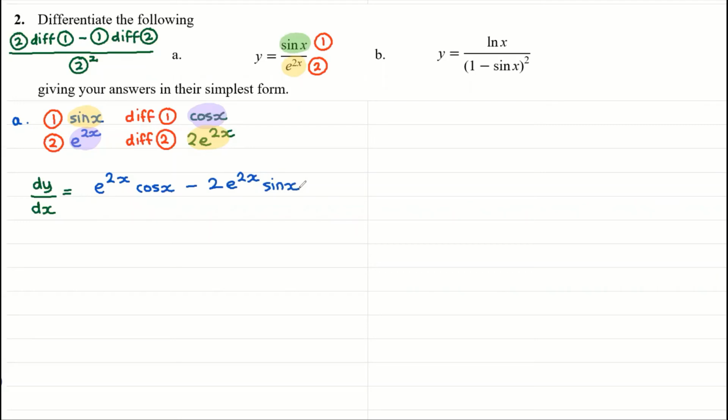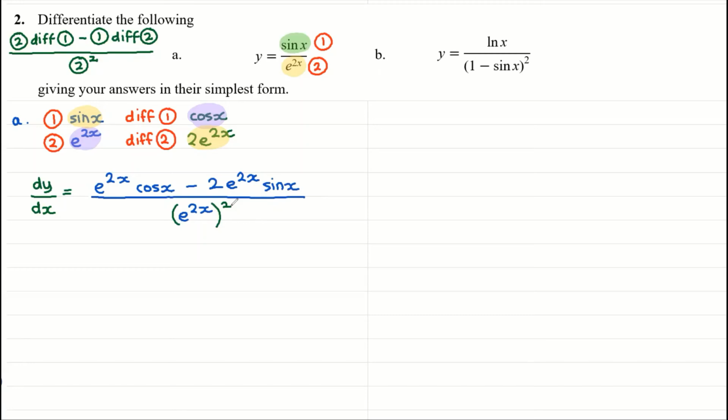Otherwise, the coefficient of 2 can get mixed up with the x within the sine x, and it just doesn't look right. Okay, so that's the numerator done, and then we have to take function 2, which is e to the 2x, and square all that. All right, so that's essentially it. Now we've just got to tidy it up if we can.